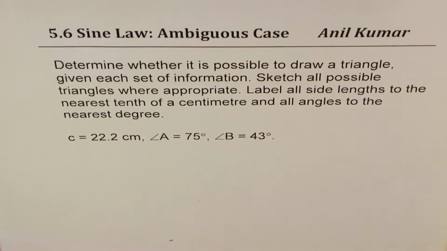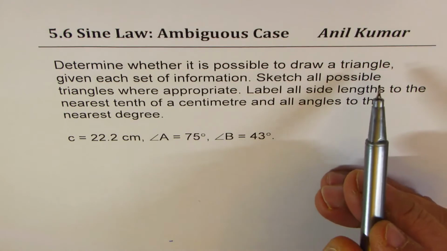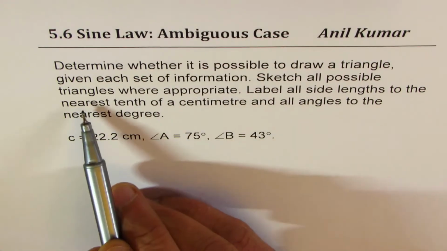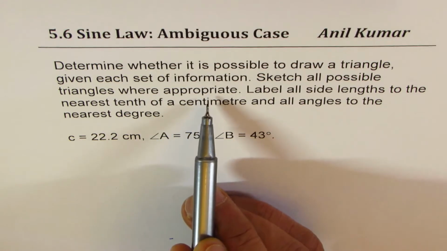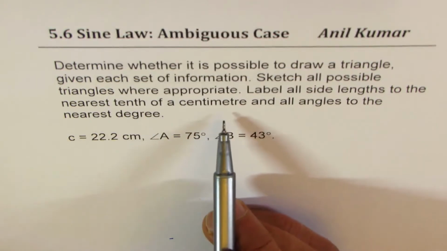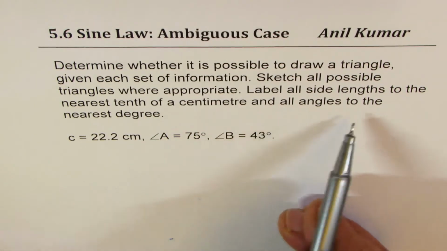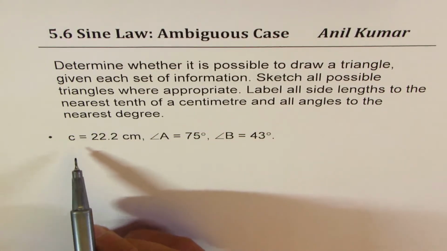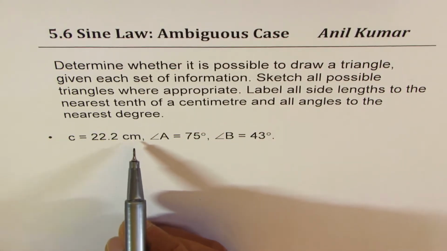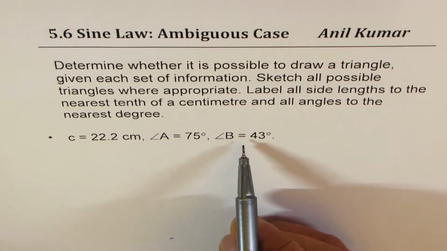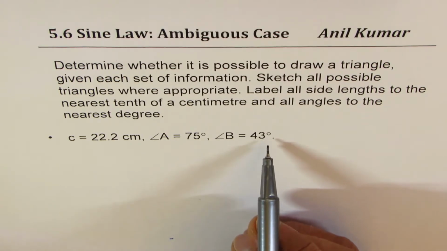The question here is, determine whether it is possible to draw a triangle given each set of information. Sketch all possible triangles where appropriate. Label all side lengths to the nearest tenth of a centimeter and all angles to the nearest degree. So the very first one, we are given side c equals 22.2 centimeters, angle A as 75 degrees, angle B equals 43 degrees.